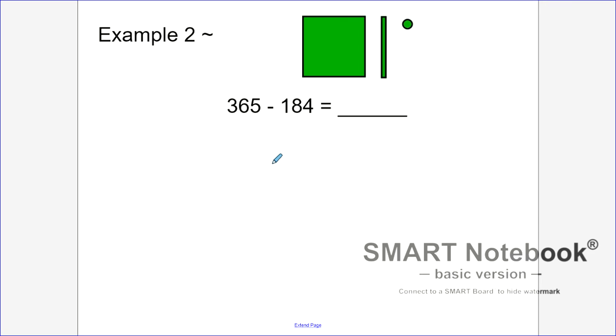Here's our last example, and as you probably guessed, we will be regrouping hundreds into tens. And the reason we have to do this is the number 6 is smaller than the number 8. So the first part will be easy. It will just be like normal, our hundreds. We can subtract without regrouping. And the number 5 and 4, we can also do without regrouping. We will have to regroup the number 6, though, because 6 is smaller than 8.